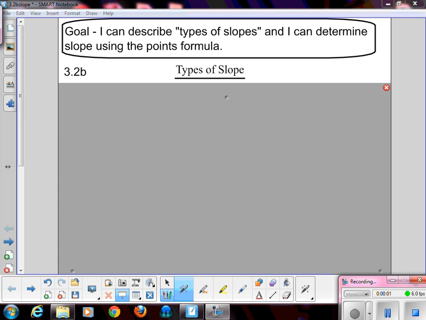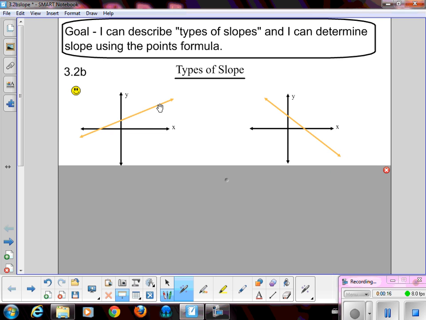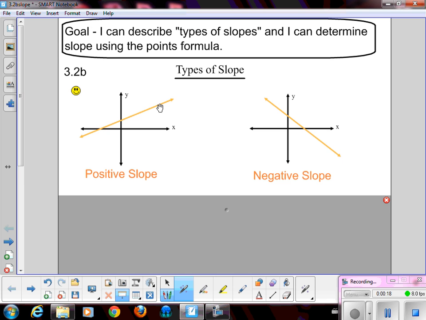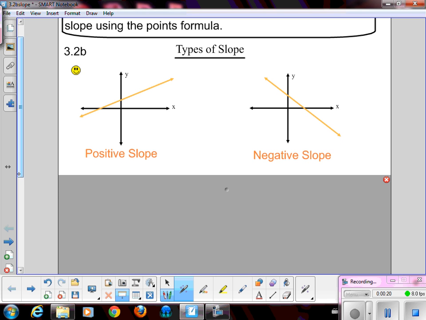Section 3.2 again, it's part B. And so again, we're still looking at slope. So the goal is I can describe types of slopes and can determine slope using the points formula. So, types of slopes. We've already talked a little bit about these in the sense that we've worked with them. Now notice there's a happy face there in the corner, so you know that obviously this is something that you should be able to do on a test.